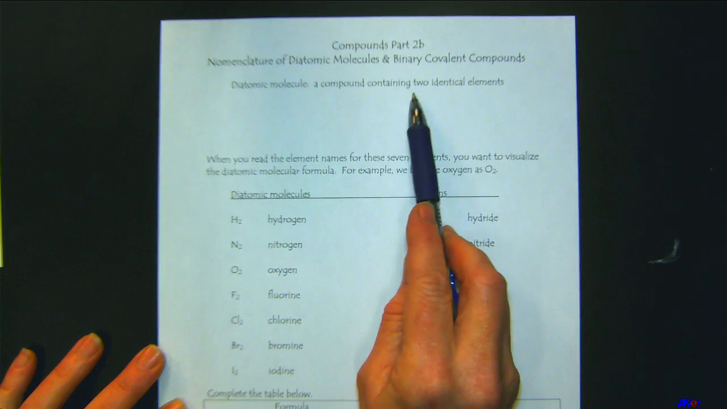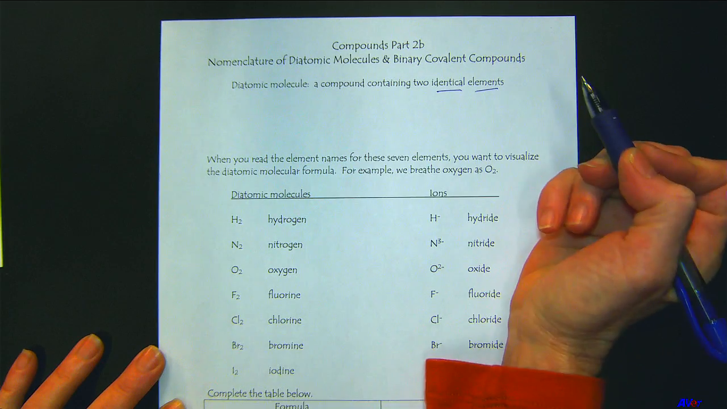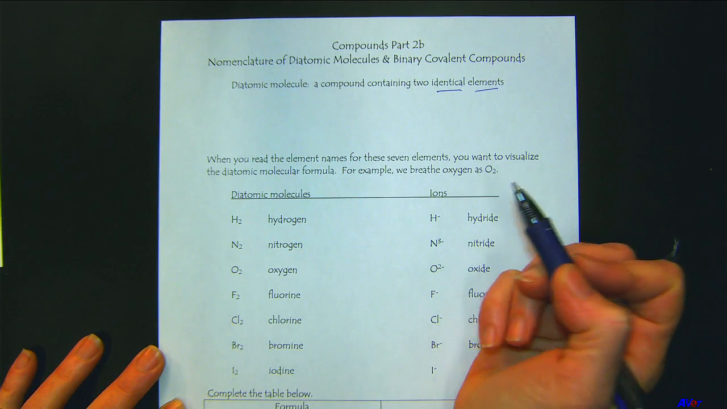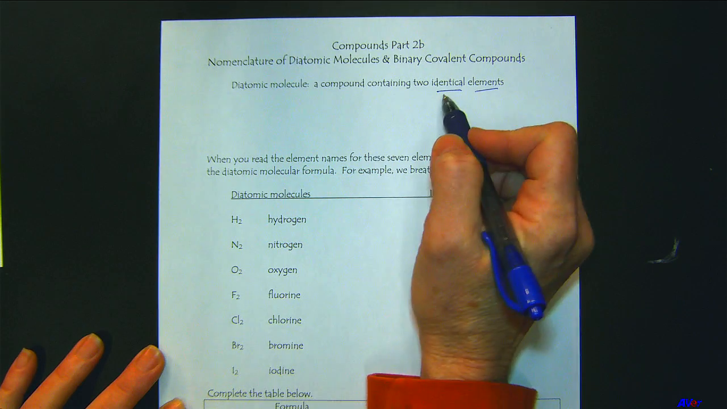Well, it's a compound containing two identical elements, right? So remembering elements are unique. We can have more, I think we'll just stop there. So that's all it is.